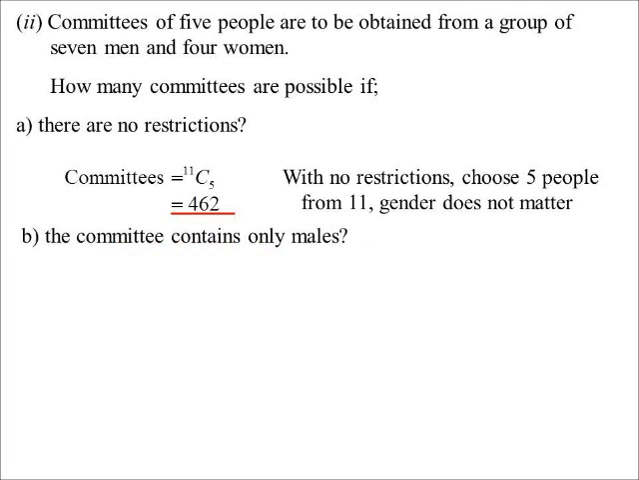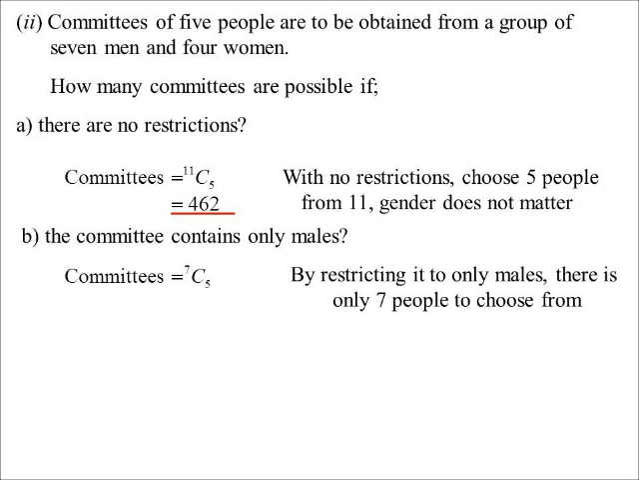Well, what about if the committee, like in the really old days when the world was very sexist, they said, oh, no, the committee can be only male. Don't know why, but anyway. So this time we're only choosing from 7. And see, because of that narrow-mindedness, we now only have 21 possible committees instead of 462.